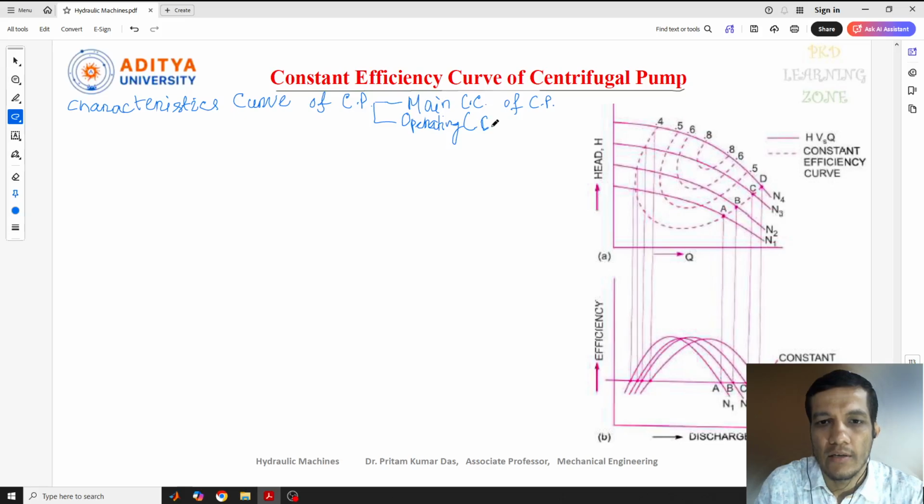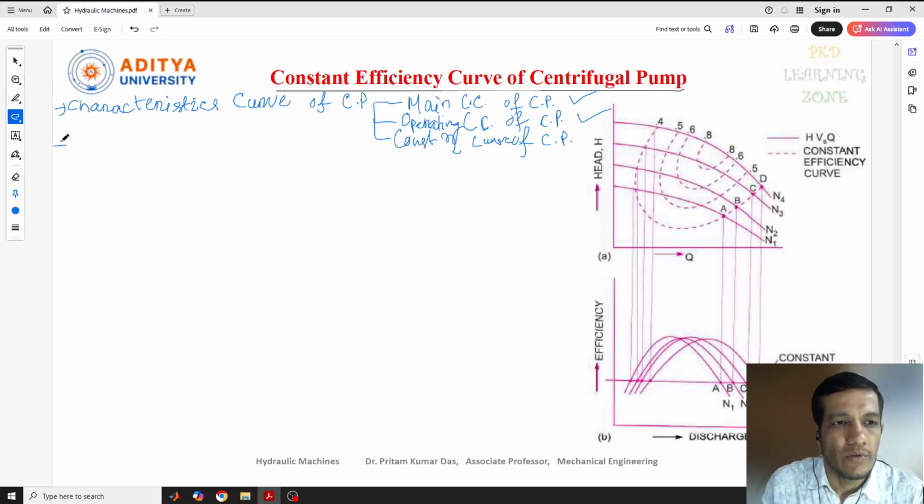Operating characteristics curve of the centrifugal pump. And the third one is called the constant efficiency curve of the centrifugal pump. We have already discussed the first one, the main characteristics, and the operating characteristics curve is also completed. The third one is the constant efficiency curve.